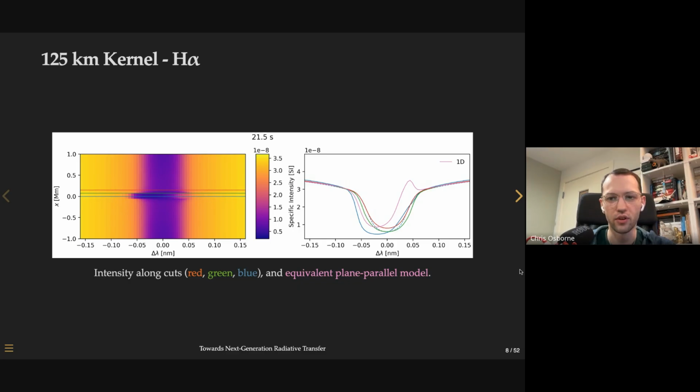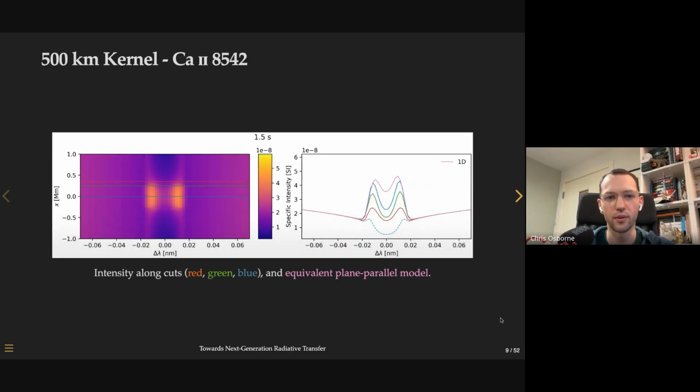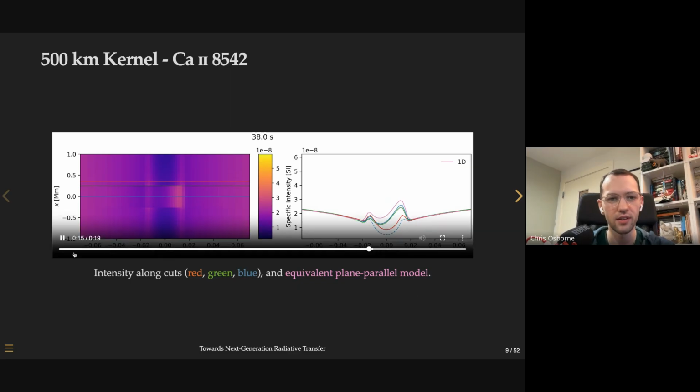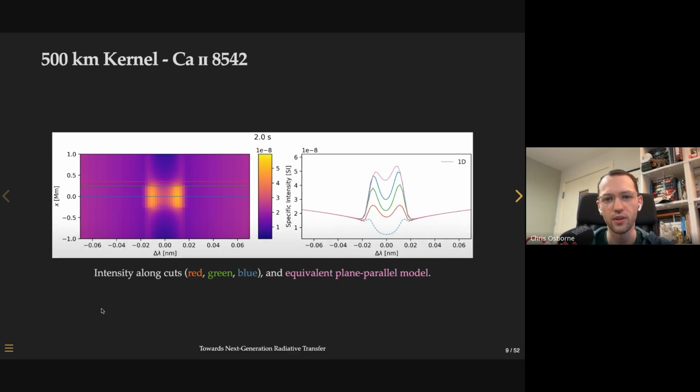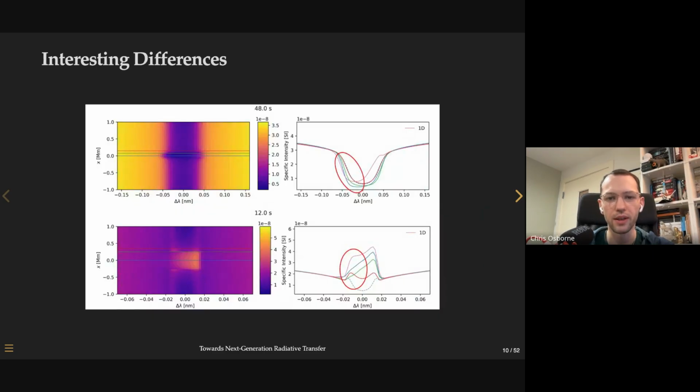Okay, so let's look at a thicker kernel. So in this case, we're going to look at the calcium 8542 line using a 500 kilometer kernel. So way bigger than we see in many ways. And looking at the blue cut, comparing it to the pink cut, it's not so bad. There's definitely differences, but it's not particularly during the main heating window at the start. It's not so bad. The reversal in the center is more pronounced, and the blue wing there doesn't rise quite so high, but it's closer than H alpha.